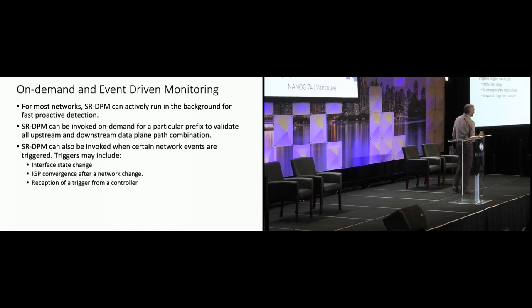Then when you have these kind of triggers, in this case, it could be a link going down, or an alert from IGP that it's converged, there's no further update for, let's say, a certain amount of time. Then you can run DPM to make sure that all the forwarding entries are installed correctly. Or it could even be a controller-driven trigger. So we can let the operator know that whenever they send a particular trigger, then we can monitor a set of, or all the prefixes in the network.